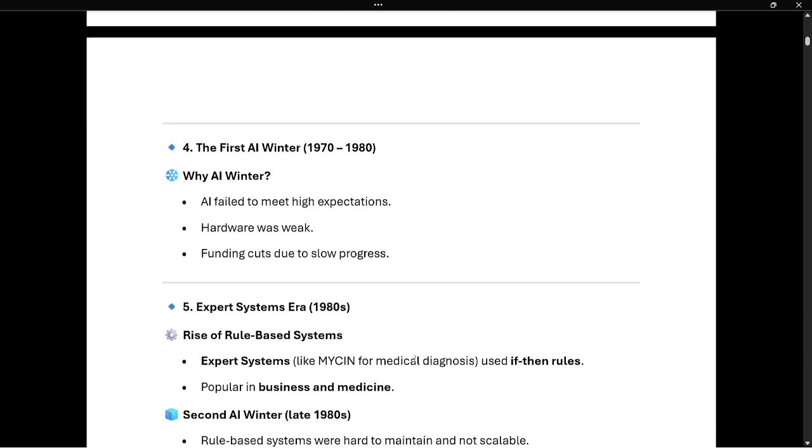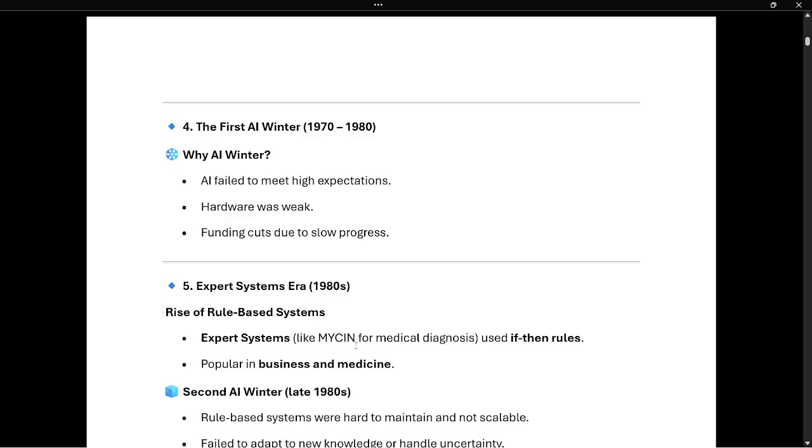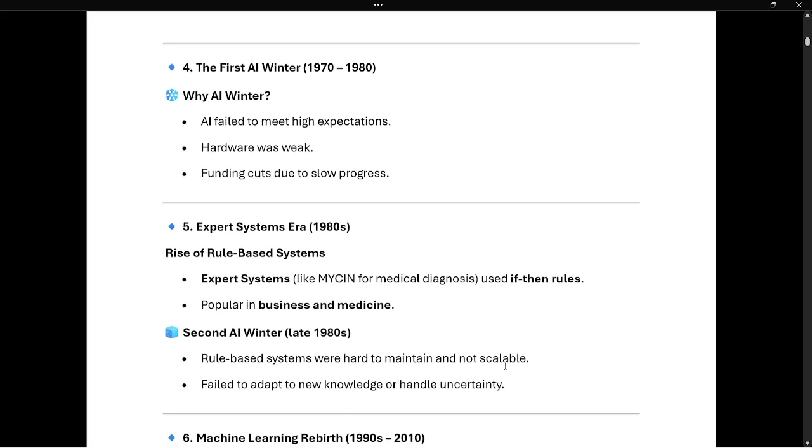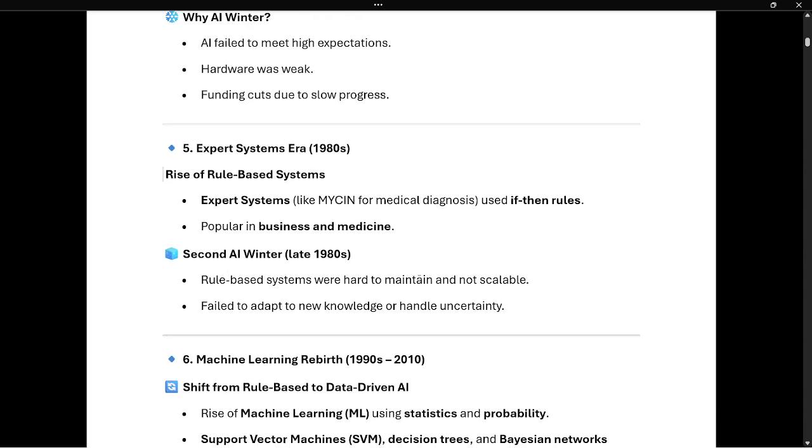Then again in 1980, expert systems came into the picture. These were rule-based systems, like MYCIN for medical diagnosis, using if-then rules. Then they became popular in business and medicine. Then the second AI winter came, because rule-based systems were hard to maintain and not scalable. In the late 1980s AI failed to adapt to new knowledge and handle uncertainty, so that's why AI faded from the picture again.